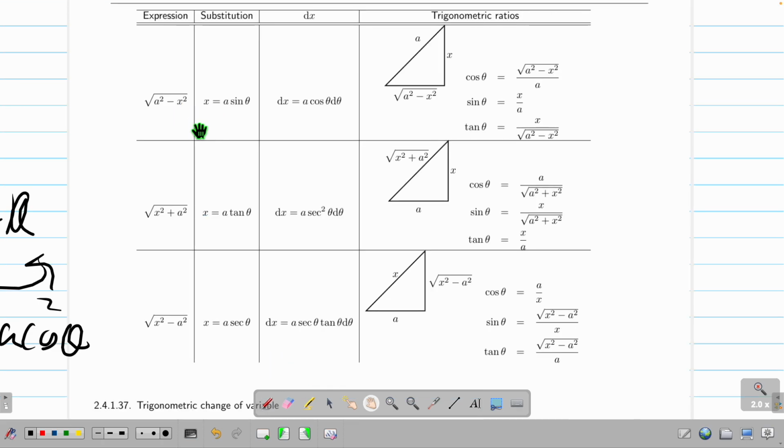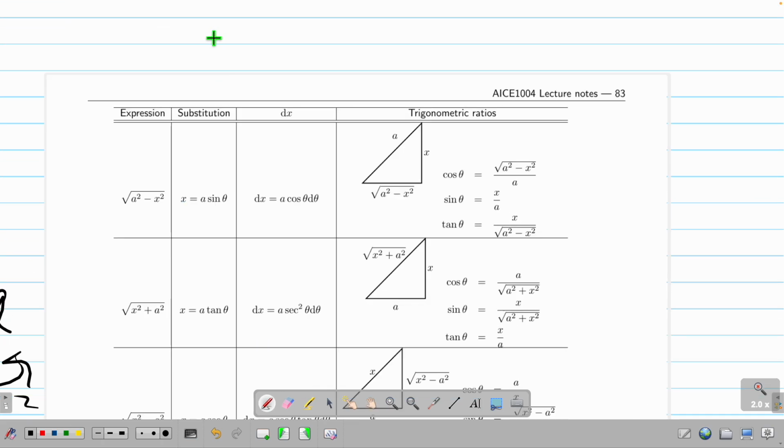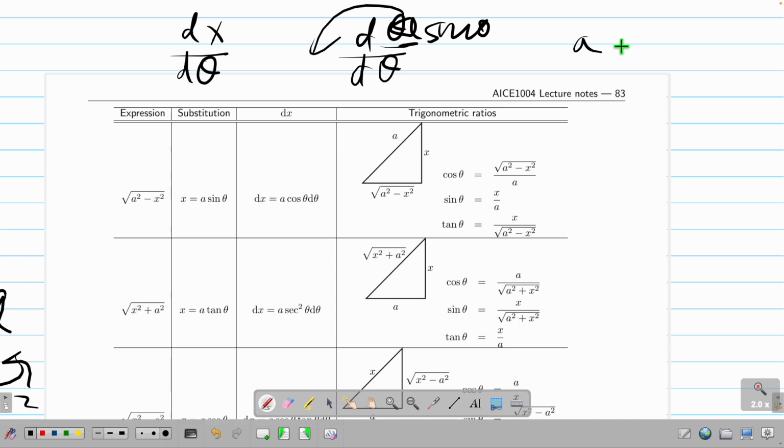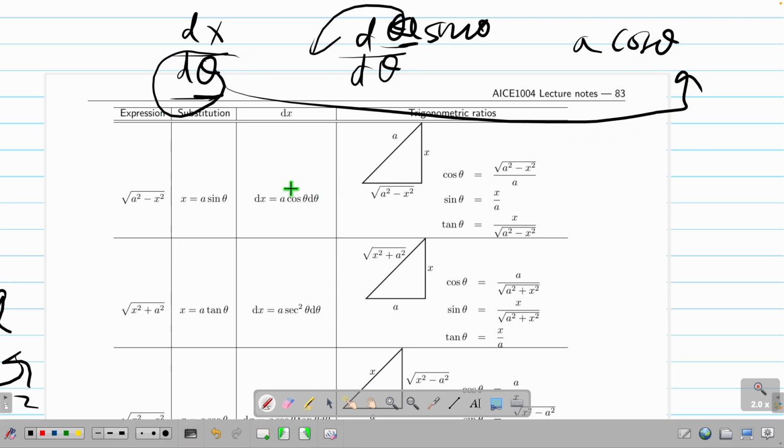So good. Here, I let x be a sine theta. So I have something relating theta and x, right? Then what I'm going to do is dx. Of course, this is not theta; this is an expression of theta. Then you differentiate a sine theta. A goes out, so you have a here. Then you have d sine theta, d theta. D sine theta, d theta is cosine theta. So you have this thing equal this thing, and then I put this here.